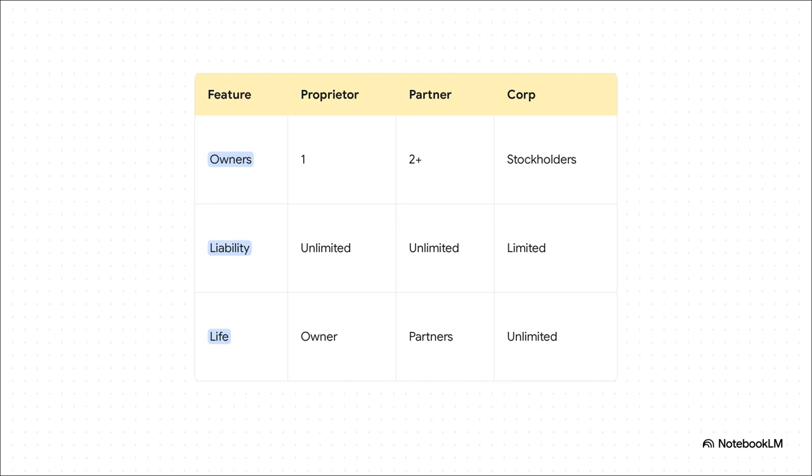But I really want you to focus on the liability row. Proprietorships and partnerships have unlimited personal liability. That means if the business goes under, creditors can literally come after the owner's personal assets. But a corporation, that has limited liability. And its life, it's unlimited because those ownership shares can just be transferred anytime.